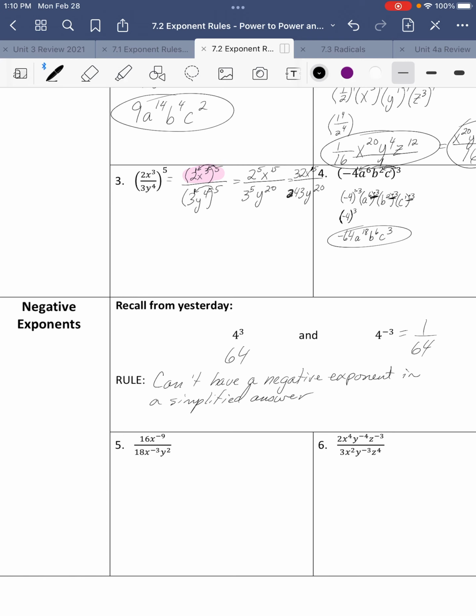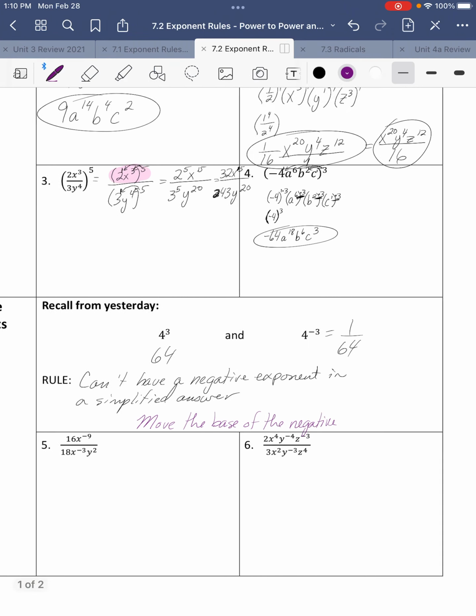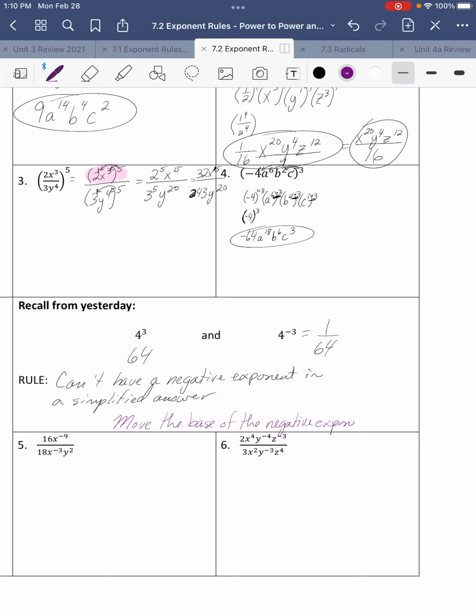So you will be moving, the actual rule is to move the base of the negative exponent and the exponent to the opposite part of the fraction. Meaning the denominator or numerator, you switch them.